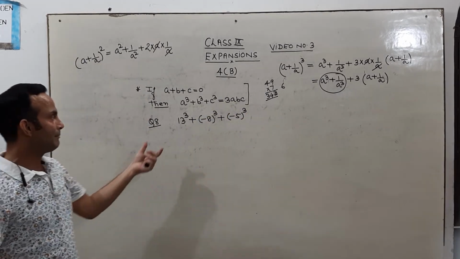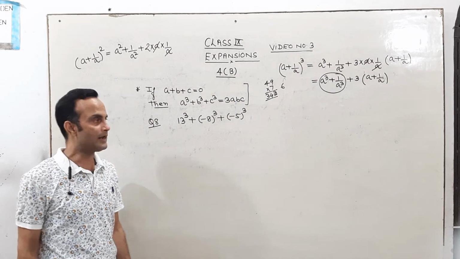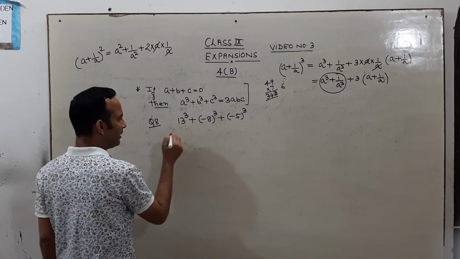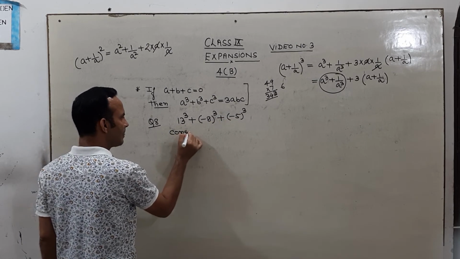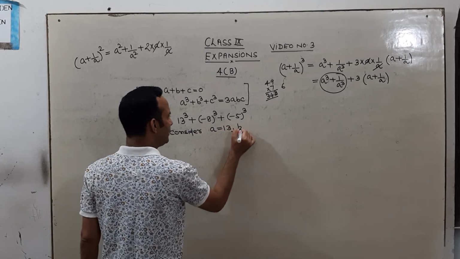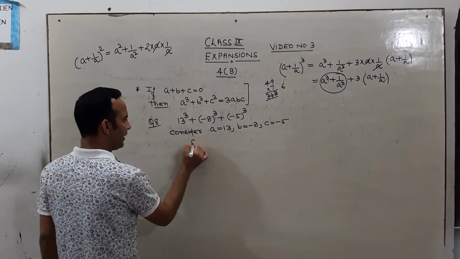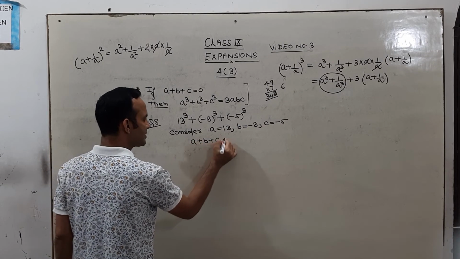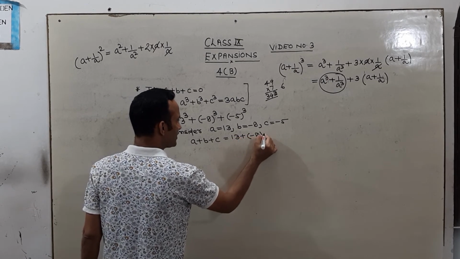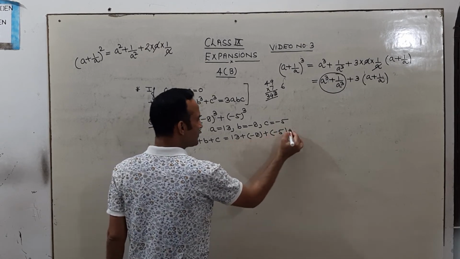My dear students, you have to apply the property here. You can't solve it directly. You have to apply the identity. Now see, how many numbers are there? 1, 2, 3. Consider a is equal to 13, b is equal to negative 8, c is equal to negative 5. See, a plus b plus c. What is the value of a? 13. Plus, what is the value of b? Negative 8. Plus, what is the value of c? Negative 5. When we add all these numbers, we obtain 0.